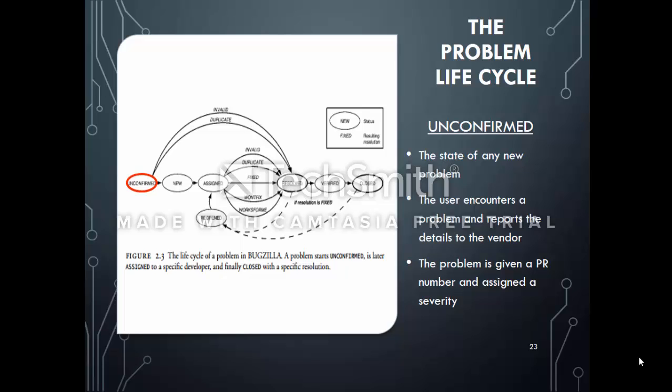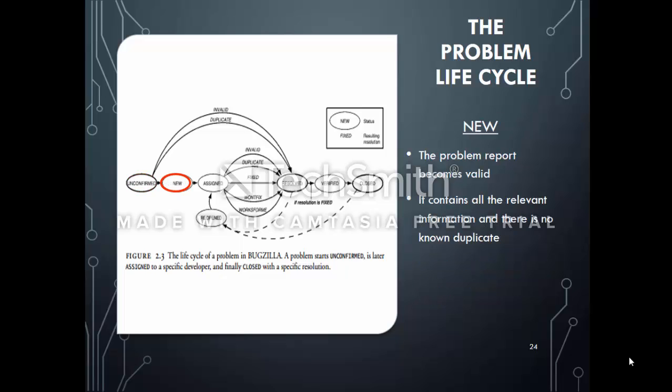All new problems have an unconfirmed state. At this point, the user has encountered the problem and has reported it to the vendor. The problem is then given a PR number and assigned a severity. New problems indicate that the associated problem report is valid. That means that it contains all the relevant information and that there are no known duplicates in the system.